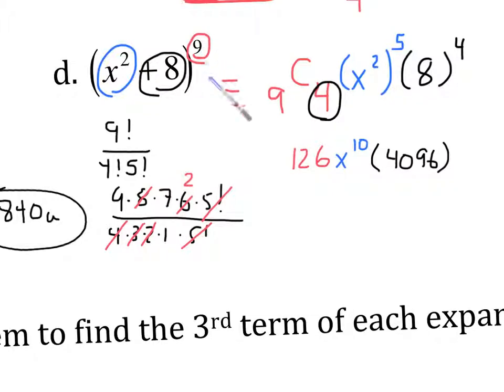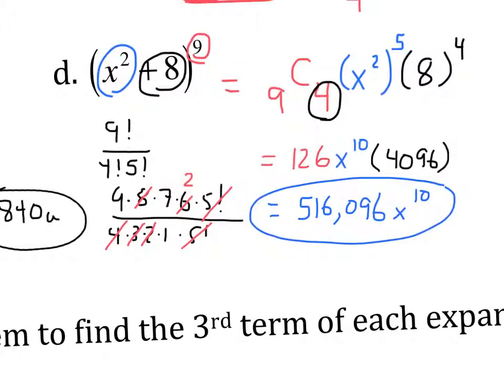Okay, it's a good thing we're not raising this one and expanding it all the way out to the 9th, because look, this one term alone is il massivo. I just made that up. It sounded very Italian, though. So this guy gives me 516,096 x to the 10th power. Holy monkey butt. That's big. Not the butt, the number.